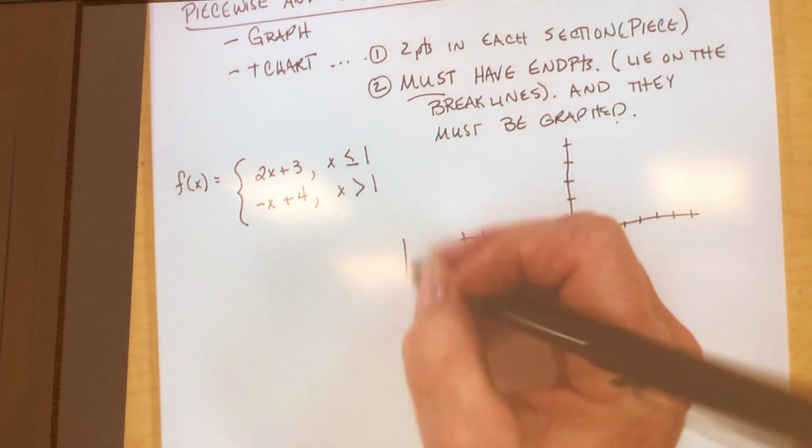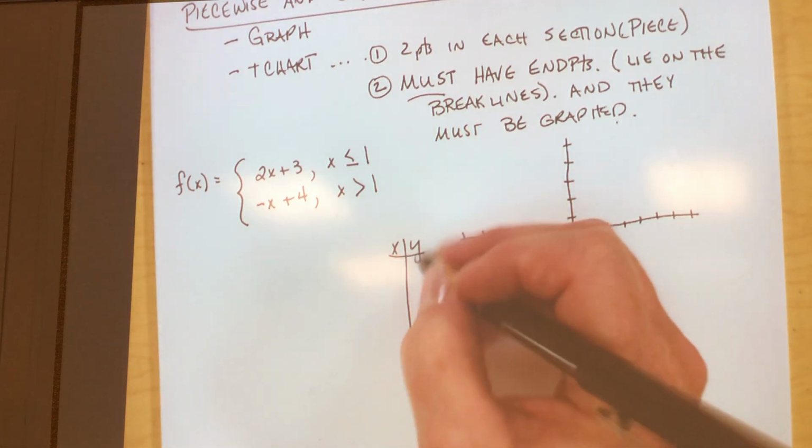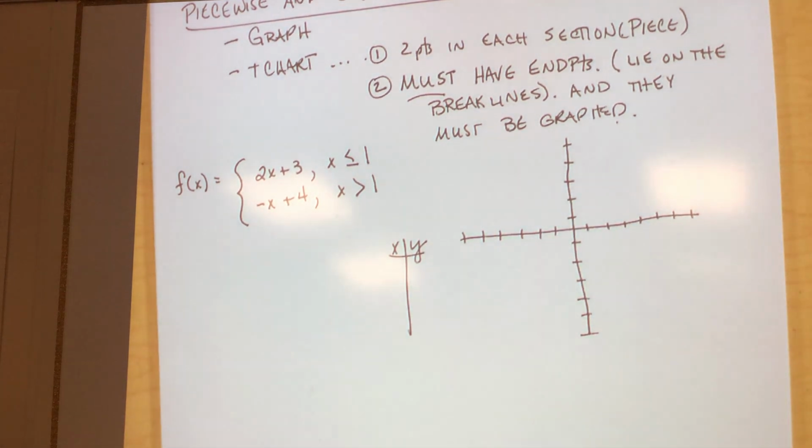Okay, and I'm going to make a T-chart. So on my T-chart, I want any endpoints that lie on a break line, okay? And then every section has to have at least 2 points. It could be in between 2 break lines, that would be okay. Or if there's not another break line, then it just needs another point to tell me what's going on. I'm going to show you the way I do it. It is not the only way to do it.